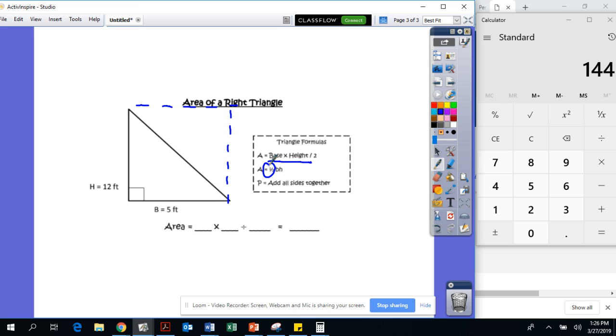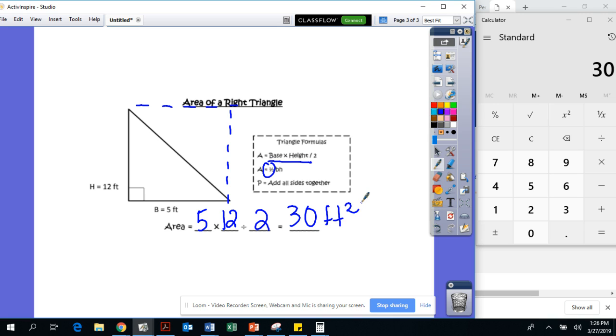For this example, the base is 5 and the height is 12. So in order to find the area, students will multiply base of 5 times height of 12. Then whatever answer they get, they will divide by 2 because a triangle is half of a rectangle. Again, they can check on a calculator. 5 times 12 is 60. Half of 60 is 30. So the area of this right triangle is 30 square feet.